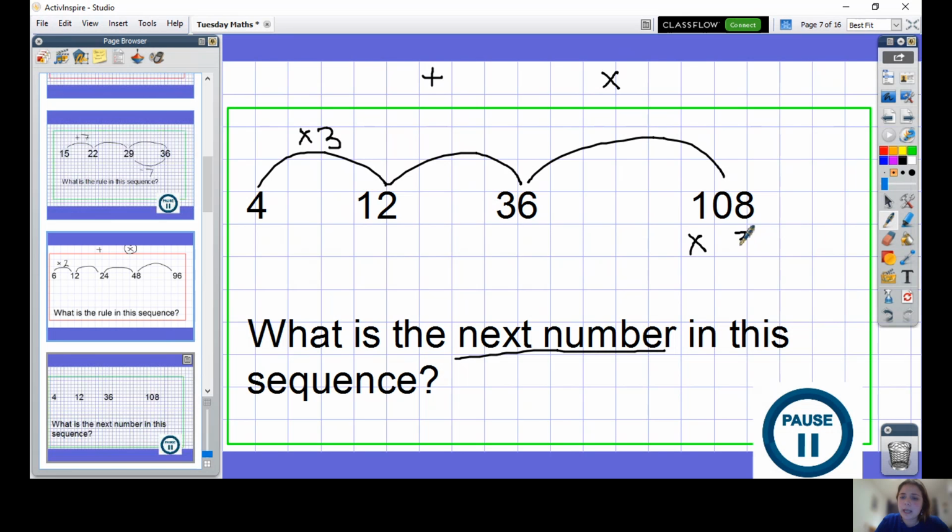I'm going to use the short multiplication method to help me with 108 multiplied by 3. 3 times 8 is equal to 24. 3 times 0 is equal to 0, add 2 will equal 20, and 3 times 100 will equal 300. Therefore, the next number in this sequence will be 324.